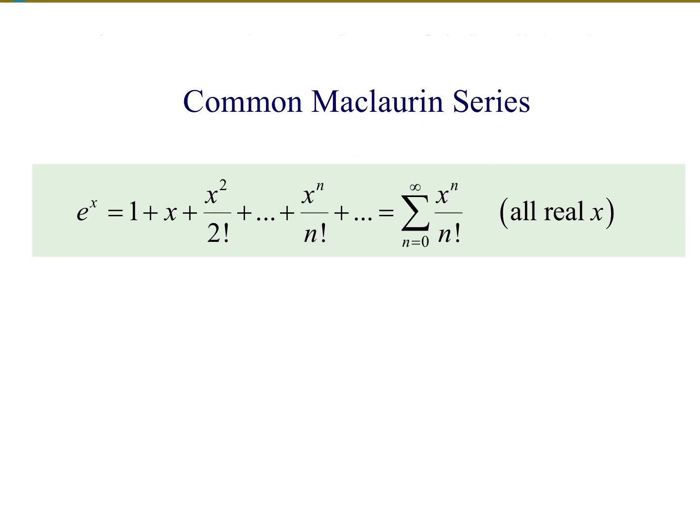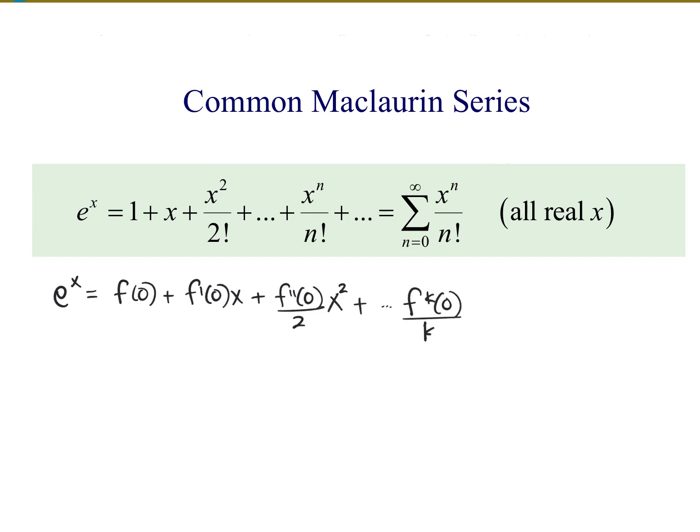Okay. e to the x. You can create e to the x from scratch, and knowing that it's centered at 0, it would create the following Maclaurin series, which is just Taylor centered at 0. In other words, where does this come from? e to the x comes from f of 0 plus f prime of 0 times x plus f double prime of 0 over 2 factorial times x squared plus dot, dot, dot, f^k of 0 over k factorial times x to the k, and then we keep going.